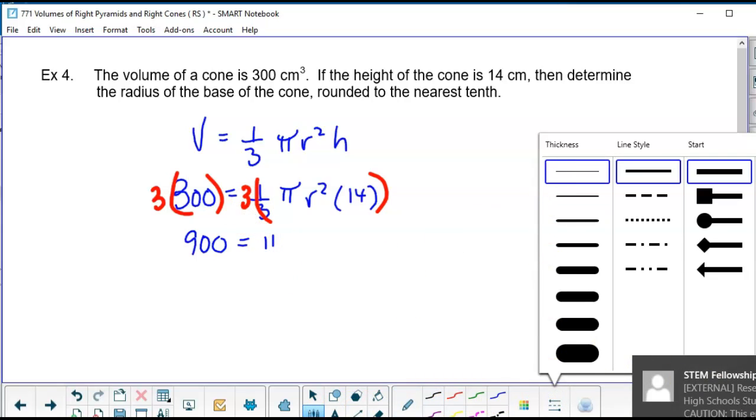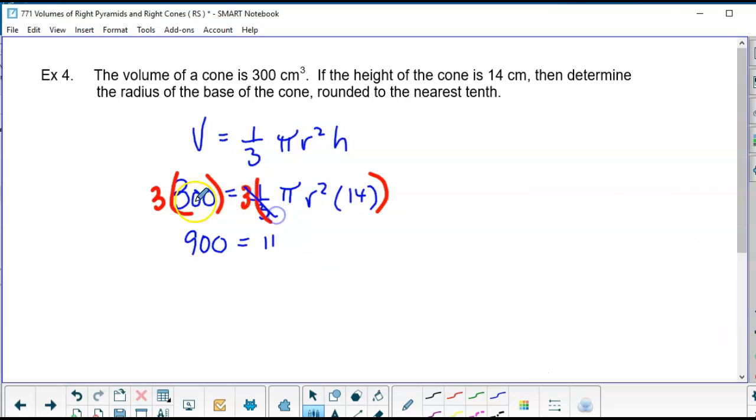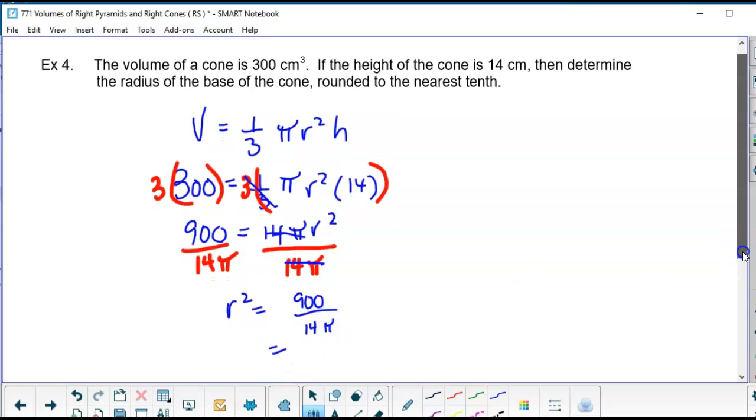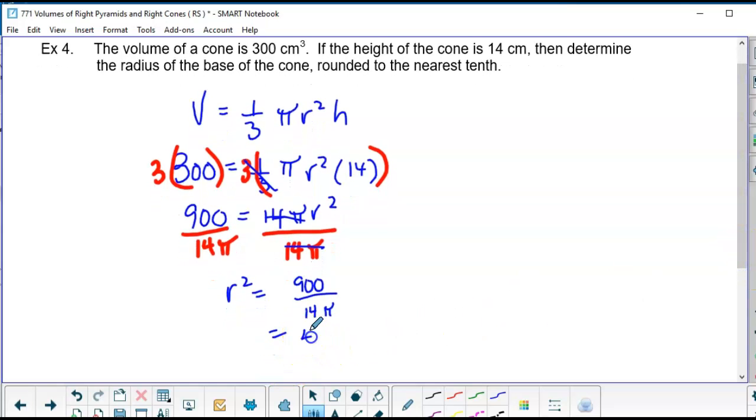Okay, so that divides out. That's going to be 900. This is going to be 14 pi r squared. And so now I divide by 14 pi. You can do it all in 1 step. I'm just kind of doing it in 2 here. Now, the biggest thing people have with this is making sure that you calculate on your calculator 900 over 14 pi correctly. Now, just if you wanted to reduce that, that would be 450 over 7 pi.